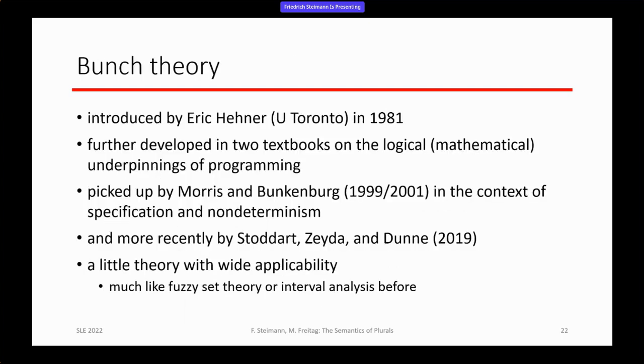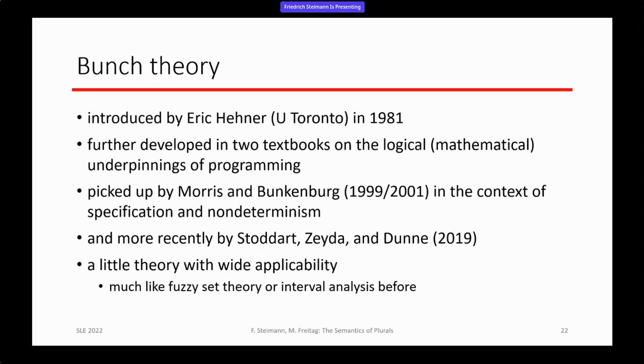Okay, so bunch theory was introduced by Eric Hehner in the 1980s at the University of Toronto in Canada, and it's not very well known, as I said. I wouldn't really know how many people use it. There is this one article by Morris and Bunkenburg, which is a very formal article, but still great if you want to dive into the details.